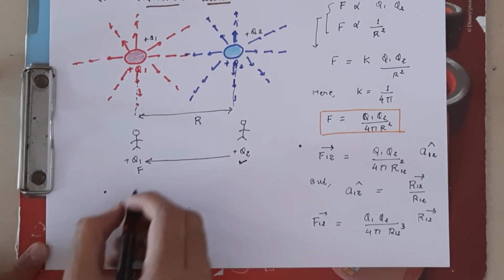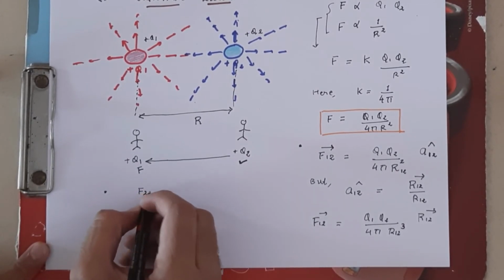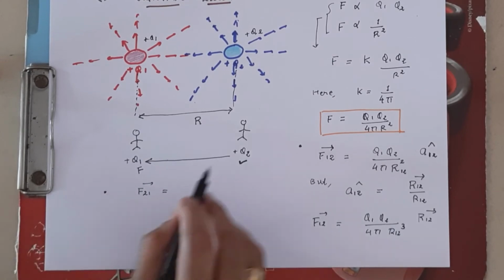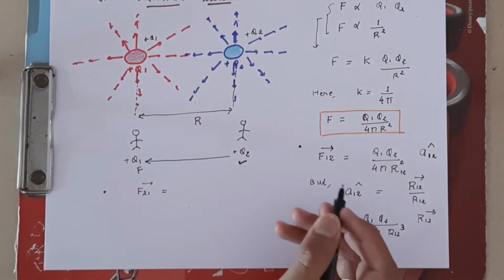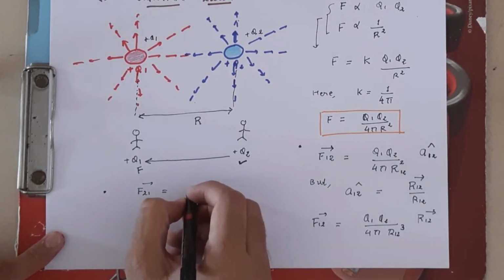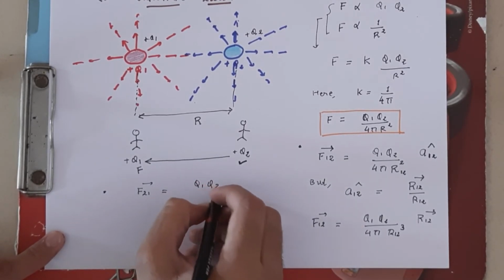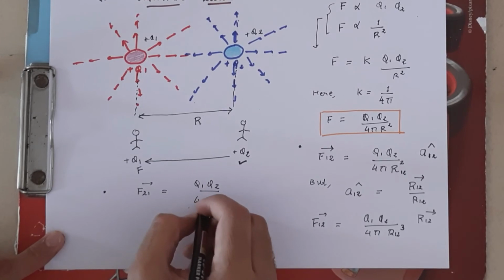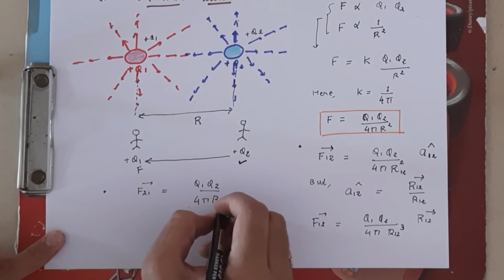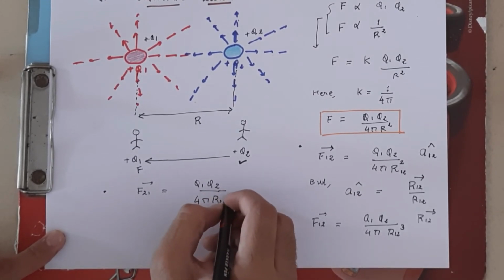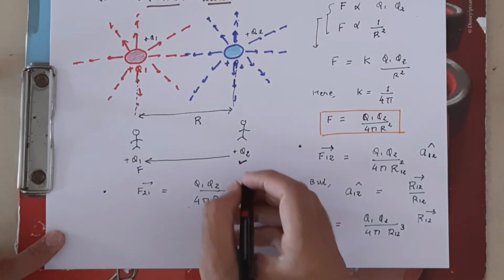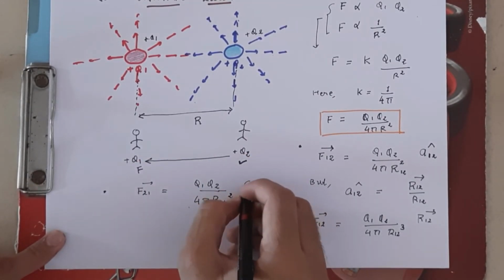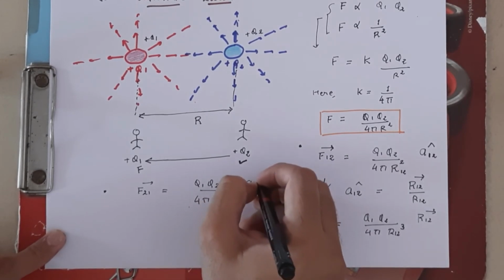Similarly, the F21 vector. F21 means force on the second charge due to the electric field of the first charge. So F21 is equal to q1 q2 upon 4 pi r21 square, and now the vector is from 1 to 2. Okay, so here it is 2 to 1.